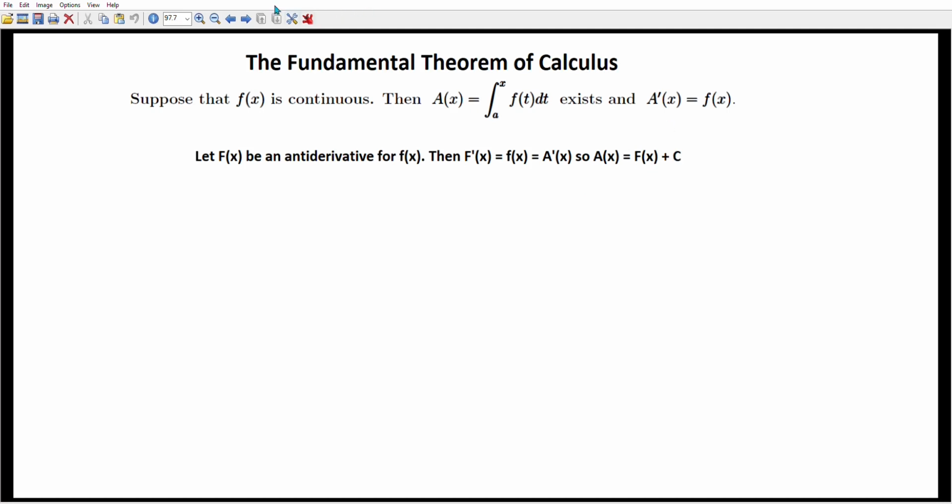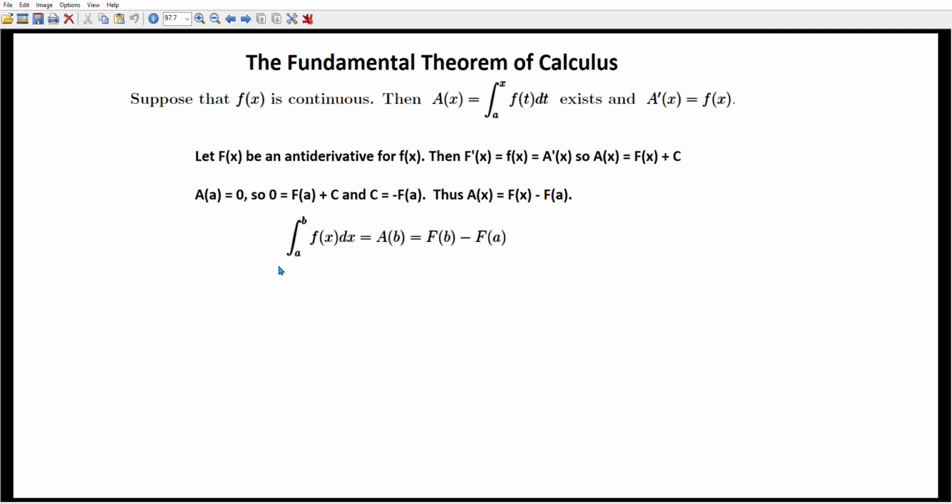And the question is, what's the constant? Well, if you put x equals a into here, the area is 0. So A of a is 0. Plugging that into here, we get 0 equals F of a plus c, and c is minus F of a. So the area function is cap F of x minus cap F of a.